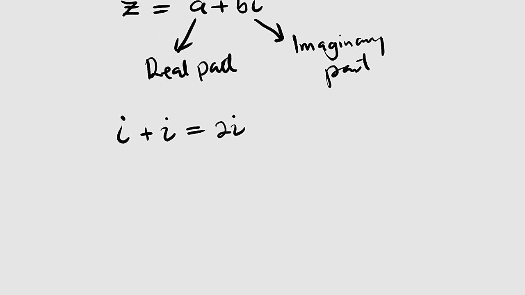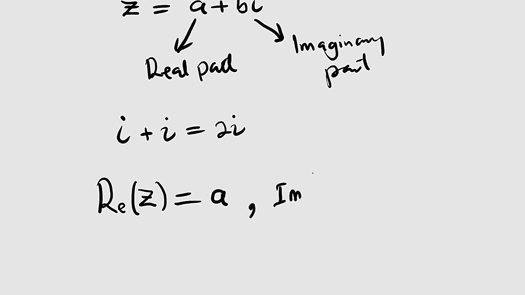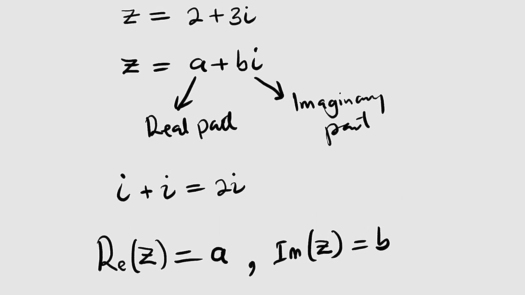The real part, Re of z, is equal to a. That is, the real part of the complex number z is equal to a. And the imaginary part of this z is just b. That is, the multiple of our imaginary number here is b. We are talking about the imaginary part of z. It's only the coefficient of that i. But the real part is always the first term here.